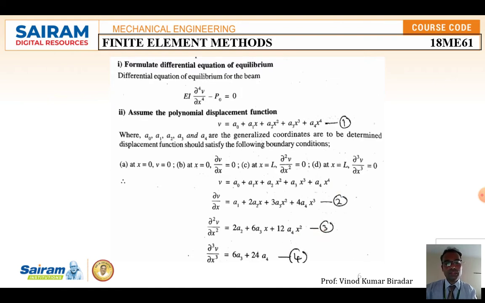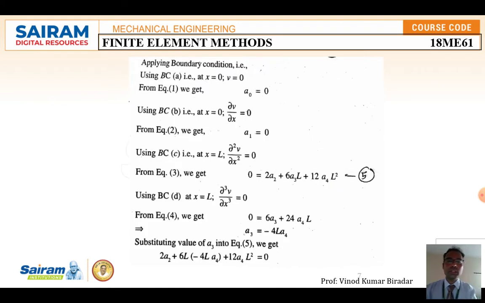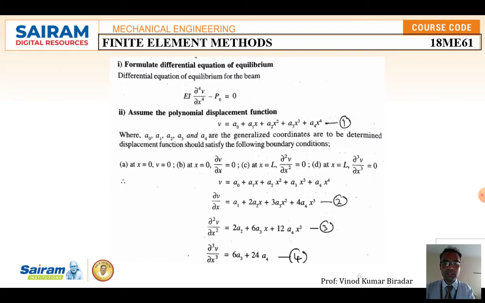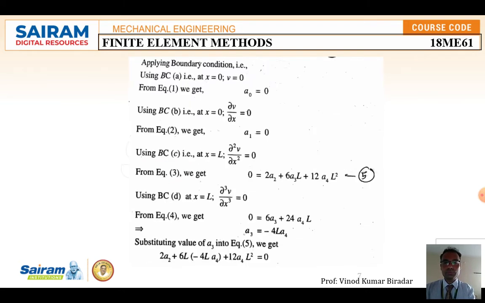Once you differentiate all of these four, go on and apply the boundary conditions. First, at x is equal to 0, v is equal to 0, so you are going to get a naught is equal to 0. Again the second boundary condition, at x is equal to 0, dou v by dou x is equal to 0, so you are going to get the a1 value. Again the boundary condition at x is equal to L, dou square v by dou x square is equal to 0, so from equation number 3 you get 0 is equal to 2a2 plus 6a3L plus 12a4L square. We know the a naught and a1 values already.